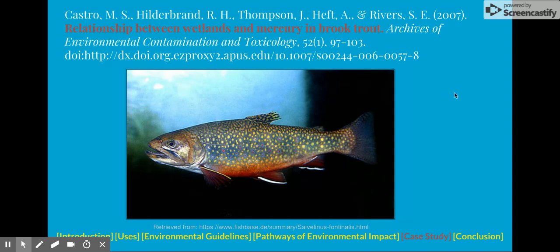This section will be discussing the case study published in 2007 on the relationship between wetlands and mercury in brook trout by Castro et al. Brook trout can be identified by green marbling on their backs, also known as vermiculation, with the red spot, blue halo combo on their sides. The objective of this study was to determine if wetlands influenced mercury concentrations in brook trout, benthic macroinvertebrates, and stream water. We will focus only on the influence in regard to brook trout.